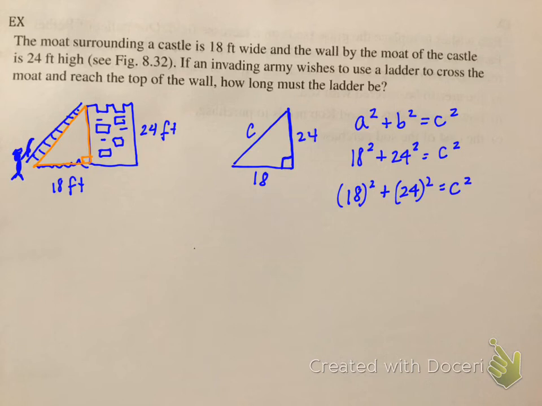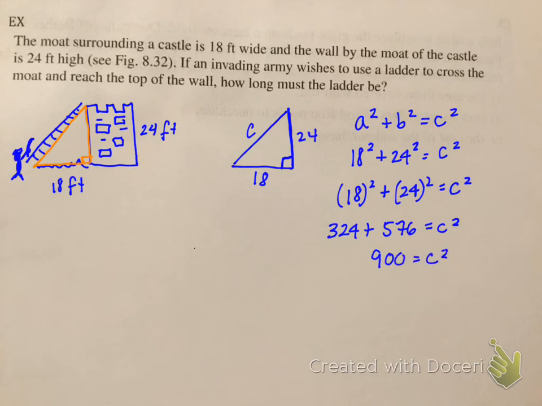So what I'm going to do is find out what 18 squared is. You have a choice. You can do 18 times 18 if you don't have a fancy calculator, because that's what 18 squared means. And when I do that, I get 324. And then to get 24 squared, I can do 24 times 24. And I get 576. And this equals C squared. Now I'm going to add 576 and 324 together, and when I do that, I get 900. So basically what I'm trying to do is simplify my equation down.